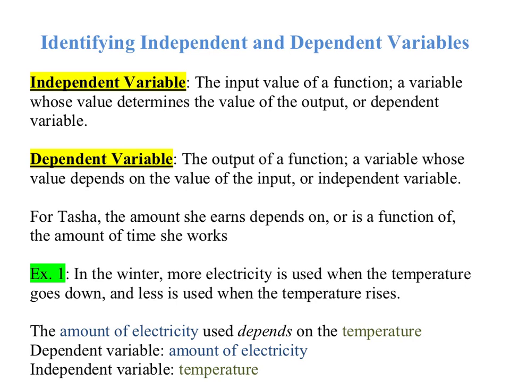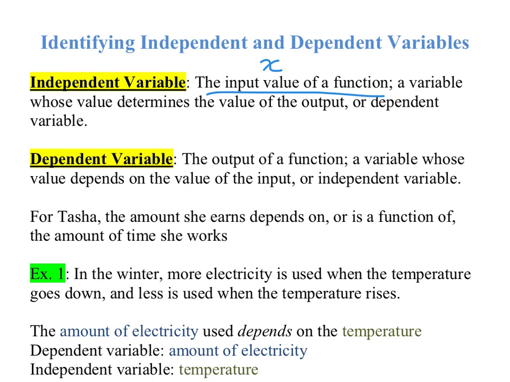Now in this slide, we're identifying independent and dependent variables, and we've done a lot of talking about independent and dependent variables. Essentially, you have to look to see between two things that are being compared, which thing drives the other thing, or which thing affects the other thing. Independent variable is the input value of a function, so that's our x value, so you might want to put up here that that's the x value.